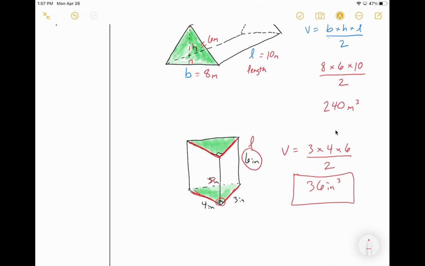Sorry, I had a question in the chat. So that 2 is dividing by 2 in the equation. So this 2 right here is dividing by 2. That's what's happening there. You're dividing by 2. Remember, because it's a triangular prism, you're always dividing by 2.